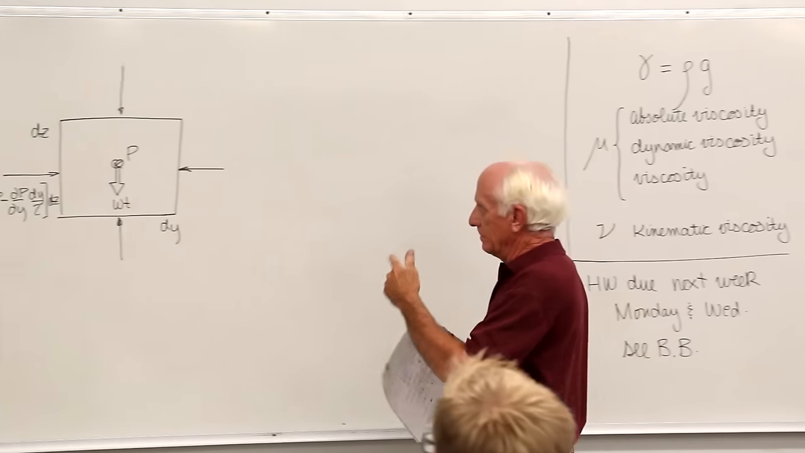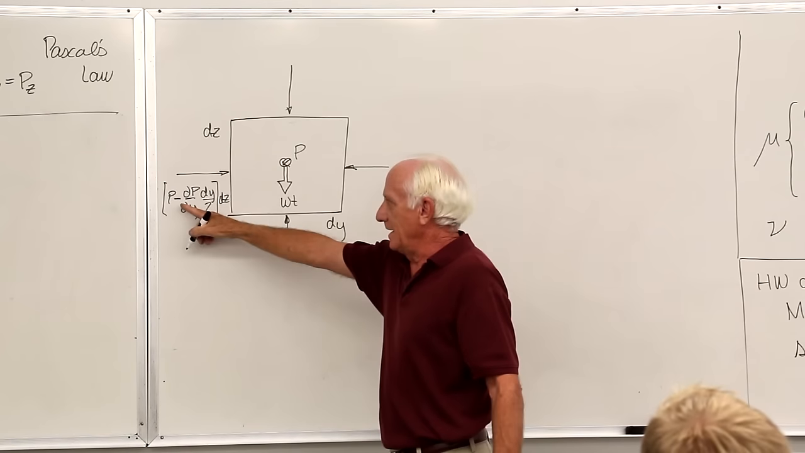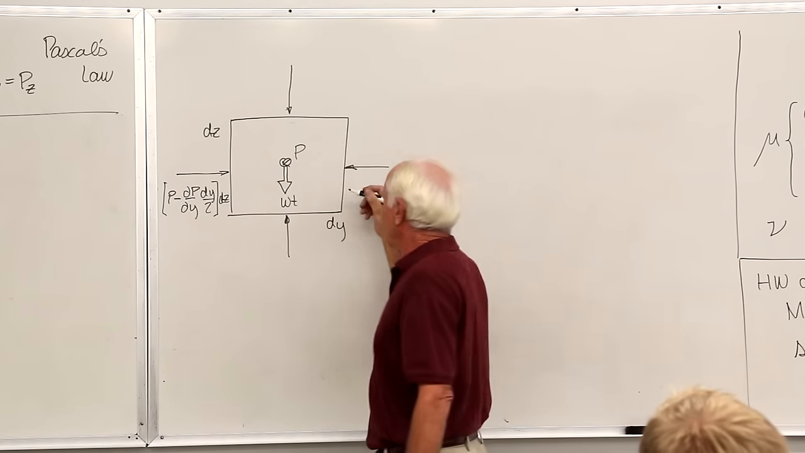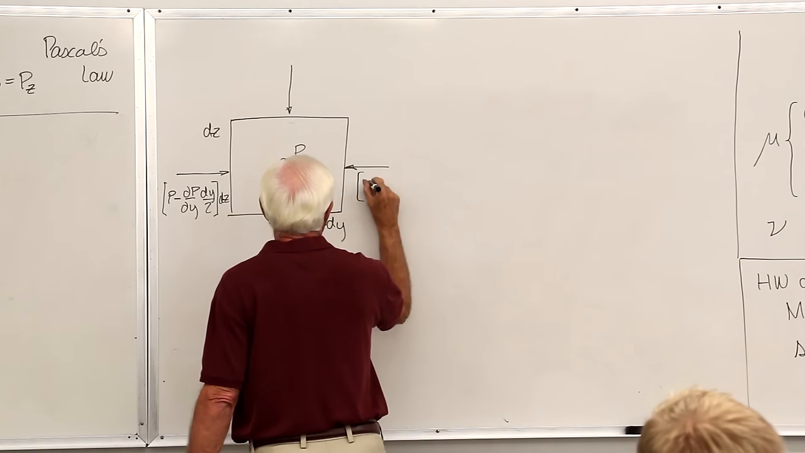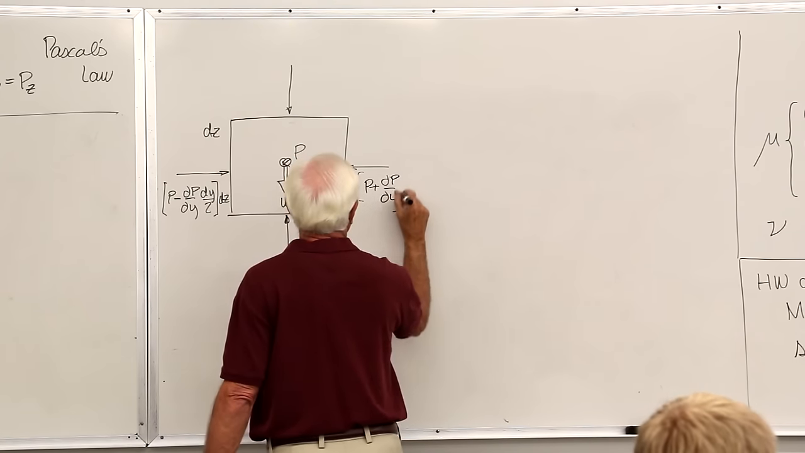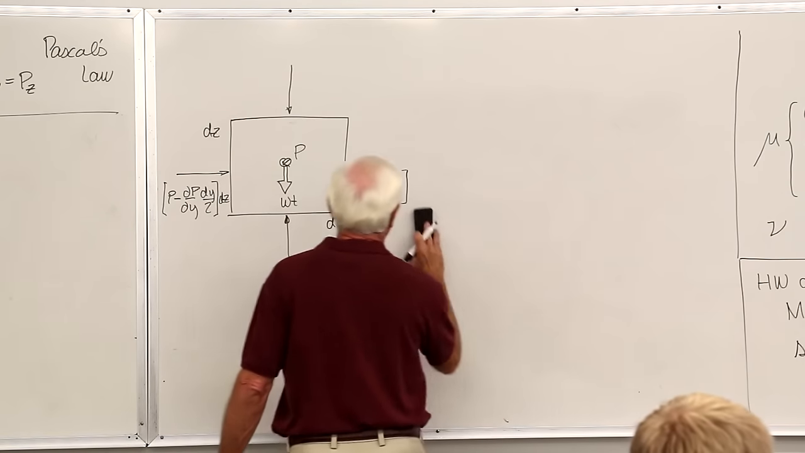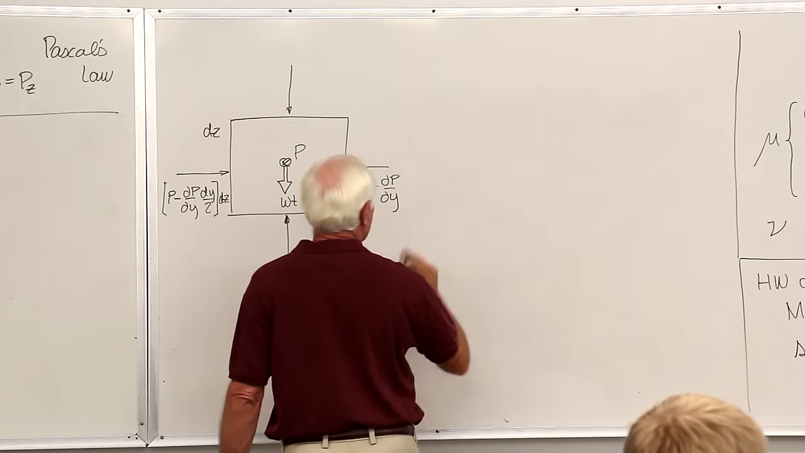Okay, take the pressure on the right. We go to the right. This was a minus sign. We go to the right. This is a plus sign. P plus dP/dy times dy over 2 multiplied by dz.